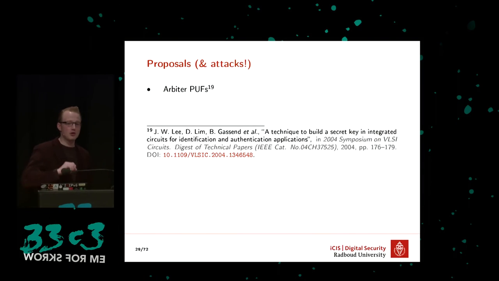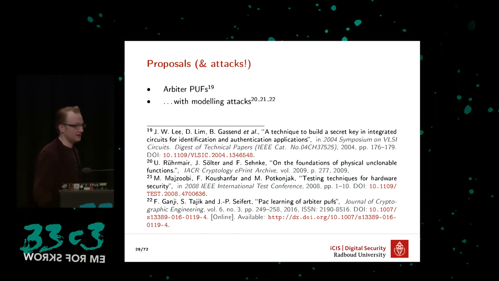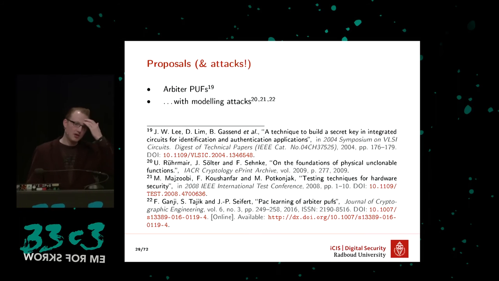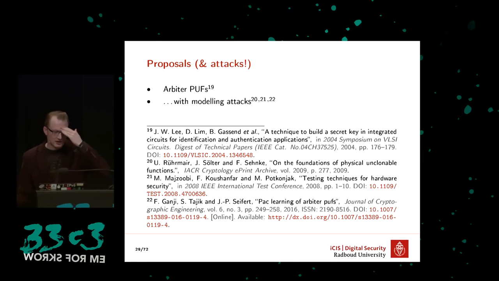So first, there are the arbiter PUFs, which are all delay-based. The general idea here is that if you run a signal through a chip, it's delayed by a certain amount, but the amount is unique per chip. But it turns out that you can pretty easily model this. And even the bistable ring PUF, which is fairly recent, I think, you can do some fancy machine learning.